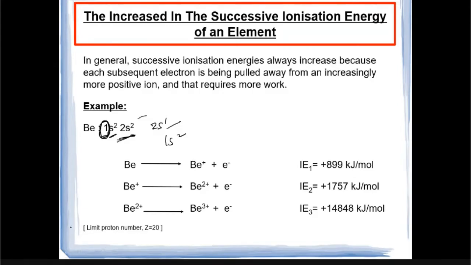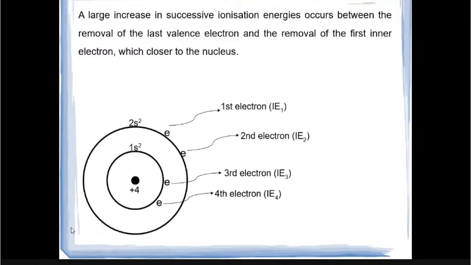Yeah, maksudnya semakin nak lepaskan ataupun buang elektron ke n yang lebih dalam, you memerlukan lebih banyak energi. So, IE increases. Okay, so this is the concept. First electron, second electron, third electron, fourth electron.